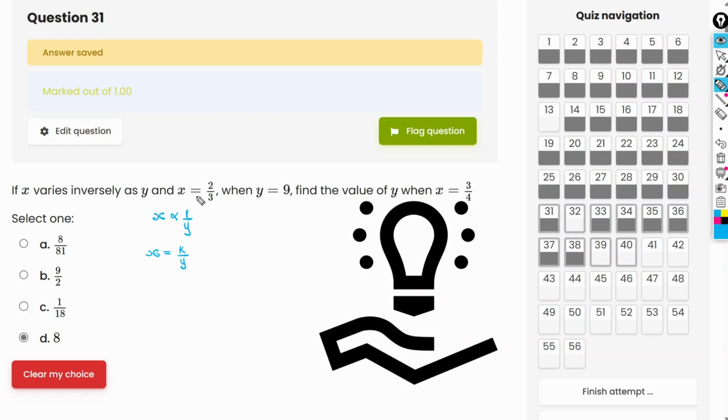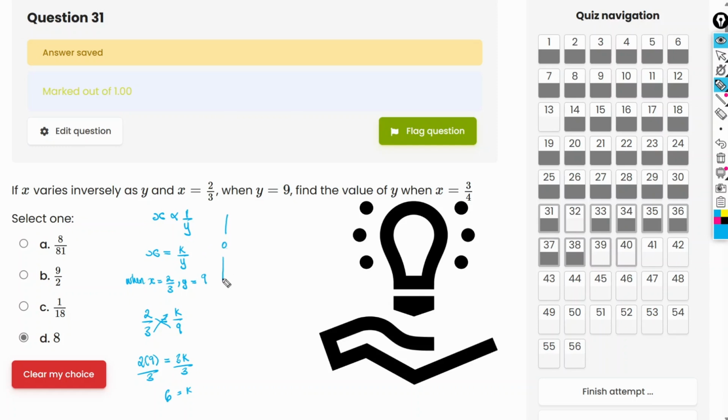All right. Now we are told that when X is 2 over 3, Y is equal to 9. So the next goal will be to plug in these two here, and then solve for K. So I would say 2 over 3 is equal to K over 9. You cross multiply this, you would have 2 times 9 is equal to 3K. Divide both sides by 3. You get K as what? I think K as 6. Yes, K as 6.